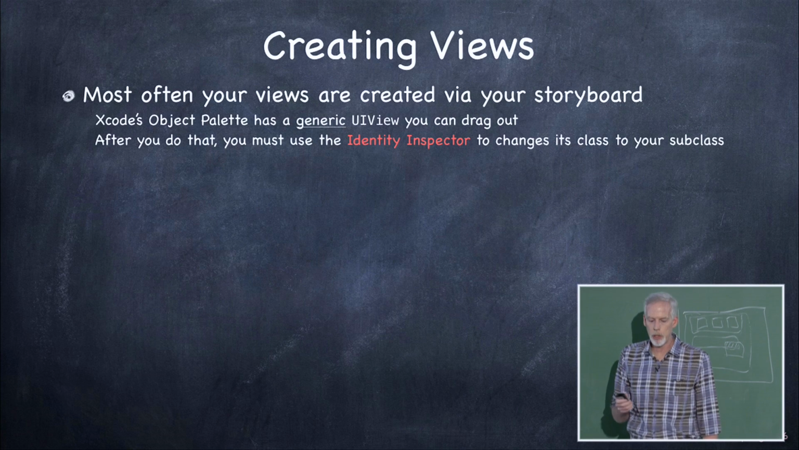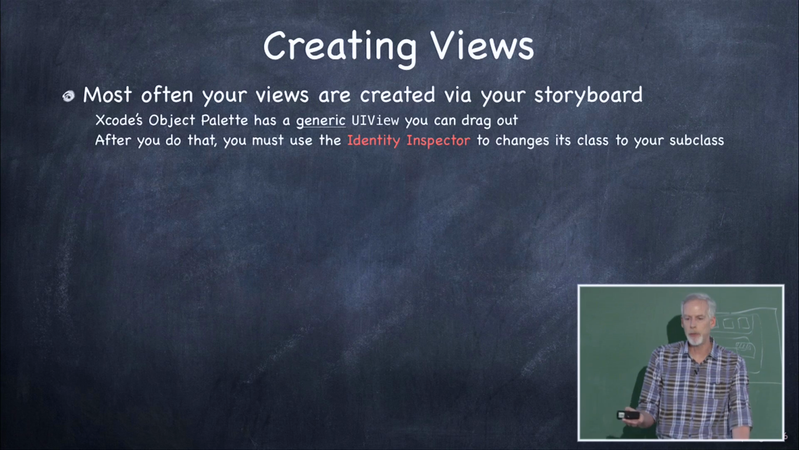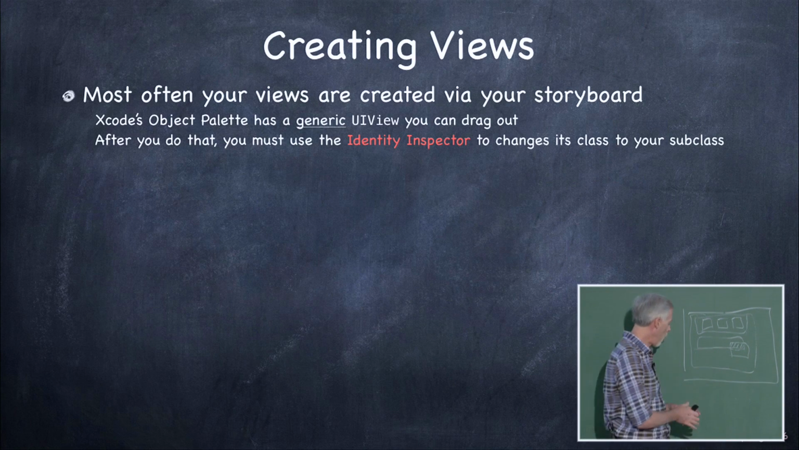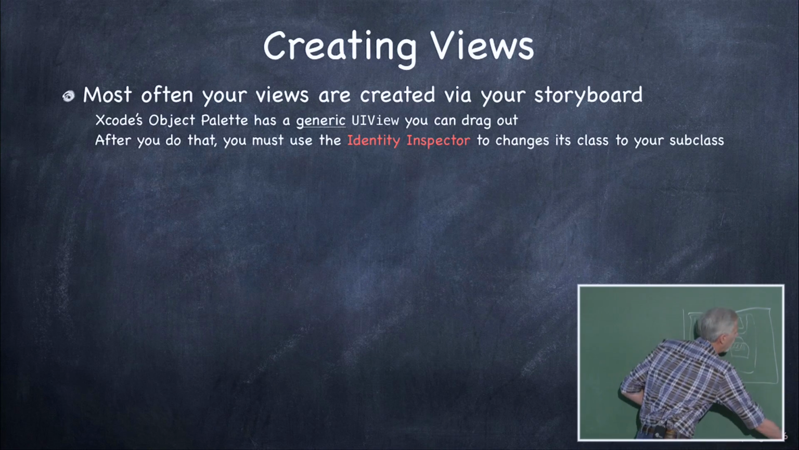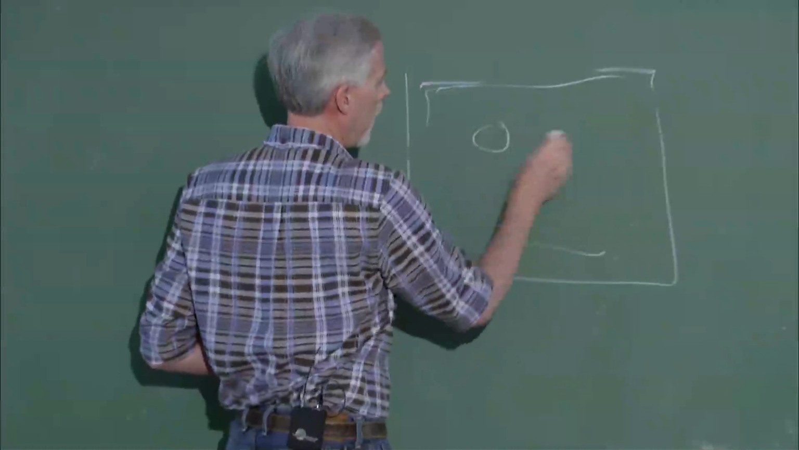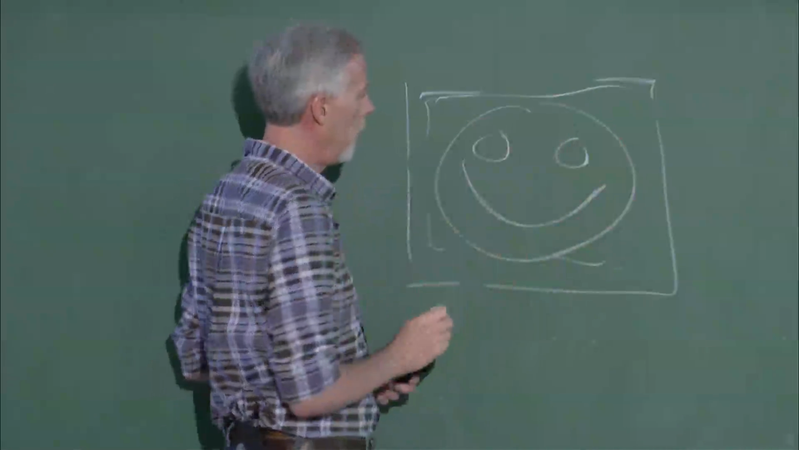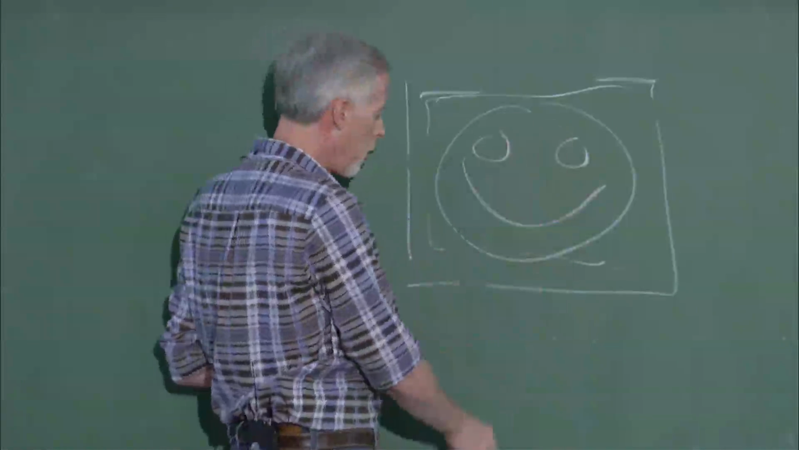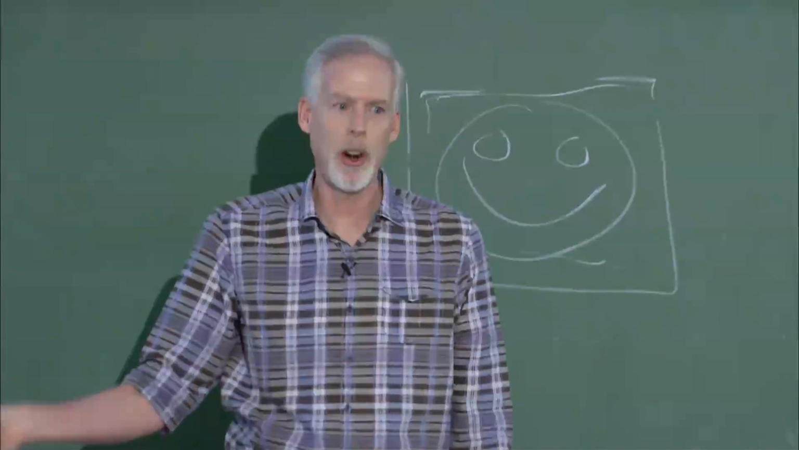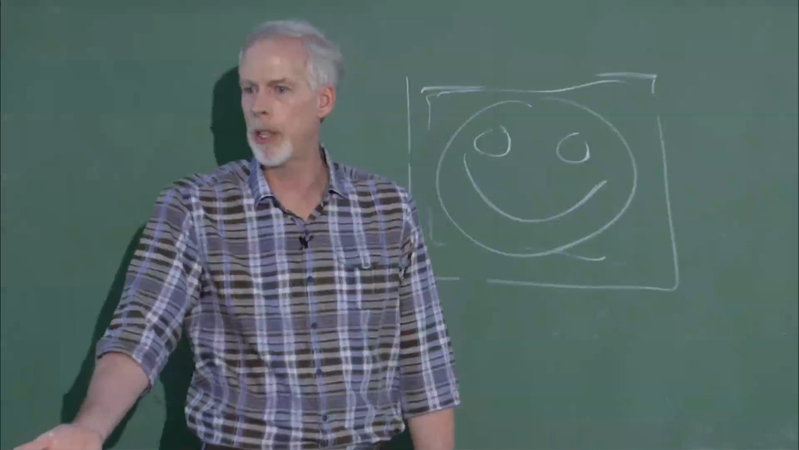All right. Creating views. Most of the time you're creating views in your storyboard by dragging them out. Now, if you have a custom view that's drawing something custom, like today we're going to draw a face view. It's going to be a view that looks like this, got a couple eyes, smiley face. I'm drawing, it's got a skull there. When I'm drawing this, there's no face view in the object palette, right? I can't drag that out into my storyboard. So how do I get my face view to appear somewhere in my storyboard?